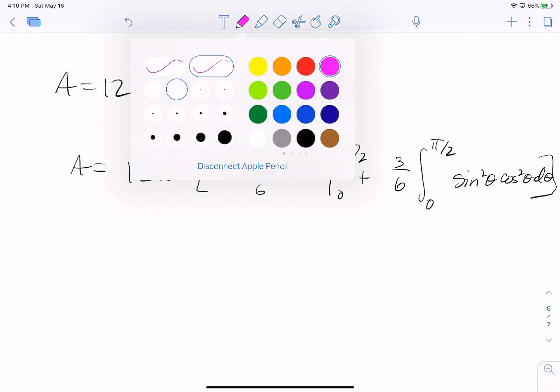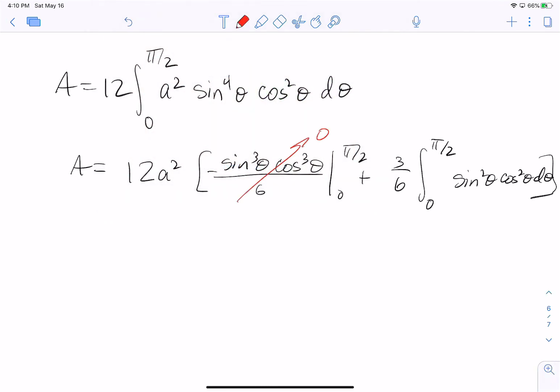Now the first term that we just wrote is going to become 0 when theta is either 0 or 2 pi, because we have a factor of sine of theta and we have a factor of cosine of theta. The 12a squared was in front of the whole thing, and so at this point what we now have is 6a squared times the integral from 0 to pi over 2 of the sine squared of theta times the cosine squared of theta d theta.